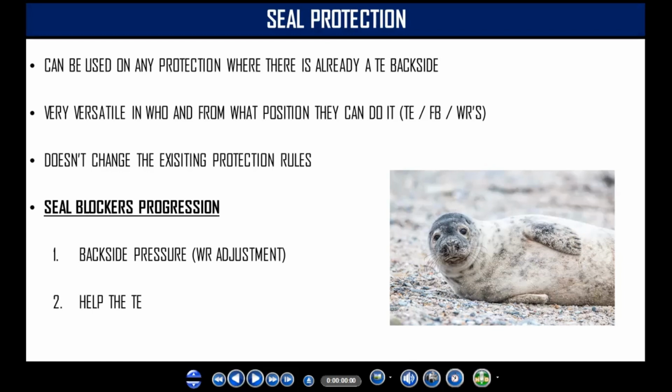The good thing about seal is it can be run from either side of the line of scrimmage with any player, right? So this can be a receiver, play side or backside. It can be a fullback. It can be a tight end, play side or backside. So this tag is very versatile, and it doesn't change the existing rules for anybody else, right? So there's no changes for the tight end who's already on the ball backside. No changes for the O-line. None of that. The only thing it will do is take the backside responsibility, if there is one, off the running back.